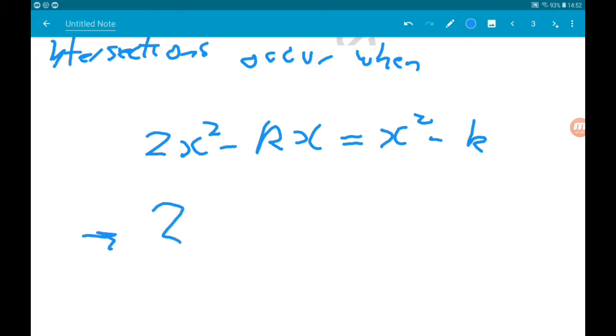2, no we don't, we get 1x squared minus kx, add k is equal to 0.